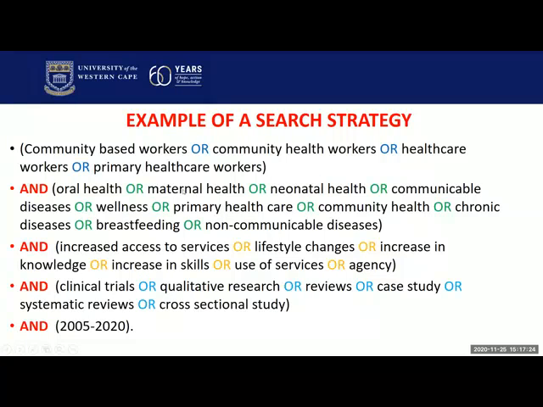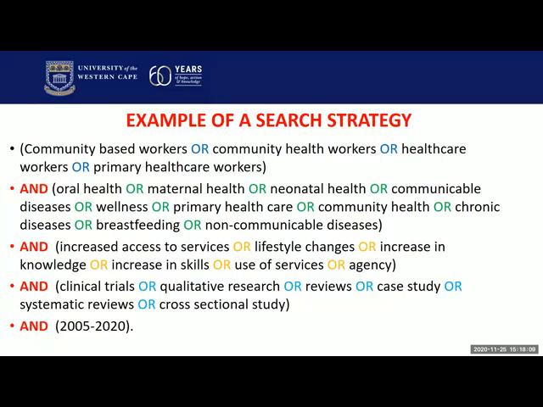Then our I or intervention would be, for example, oral health, maternal health, neonate, all the different areas of healthcare that these community workers work in. So that would be your I. Your comparator would be the services or the context. In our case, it wasn't comparator, it was context. So we look at the different areas of where they're working. And then we had your outcomes. What did it do? Increase access to services, lifestyle changes, increase in knowledge, increase in skills. That's our outcomes. So we connect all the aspects of that PICO question by AND.